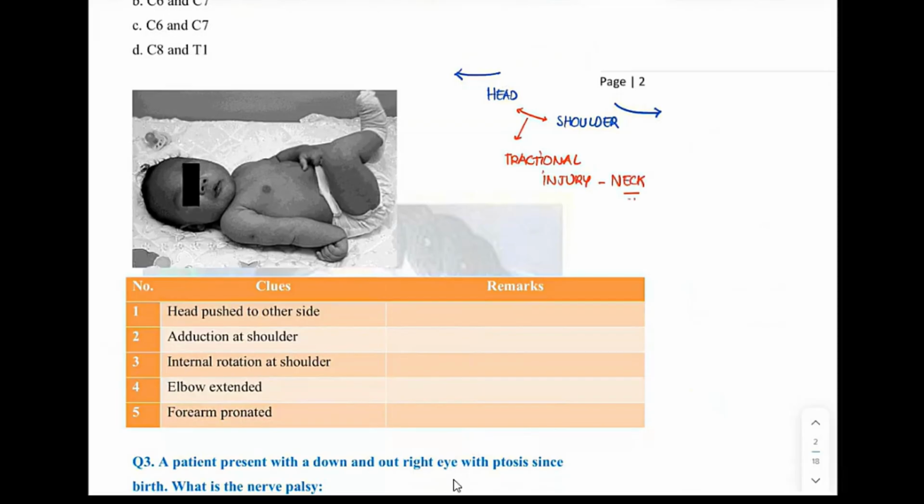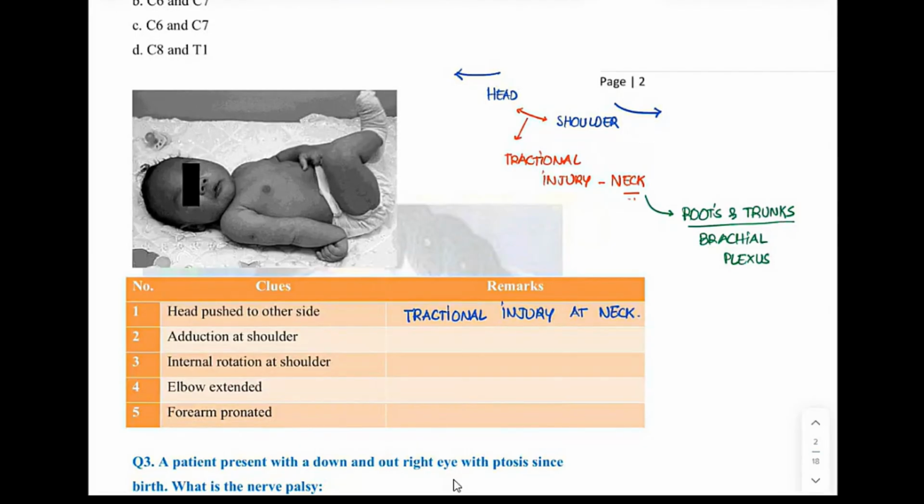Now, if we take the anatomy of the brachial plexus, in the neck there lie the roots and the trunks of the brachial plexus. Clear? So it means there is tractional injury. This can result in tractional injury at the neck, and this will result in tractional injury to the roots and trunks.